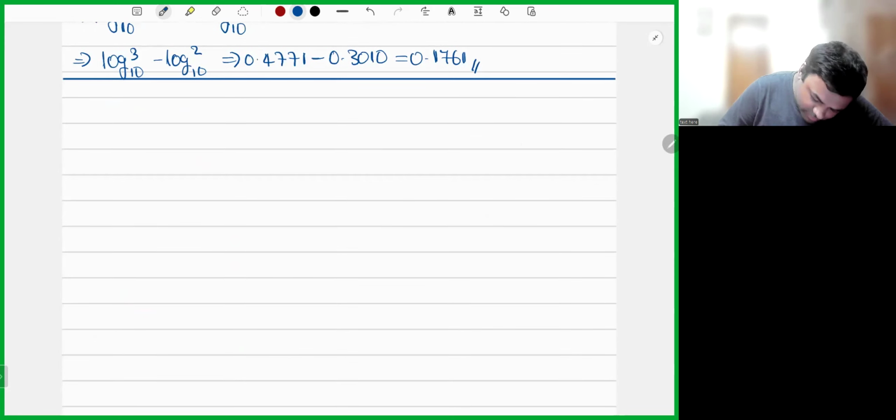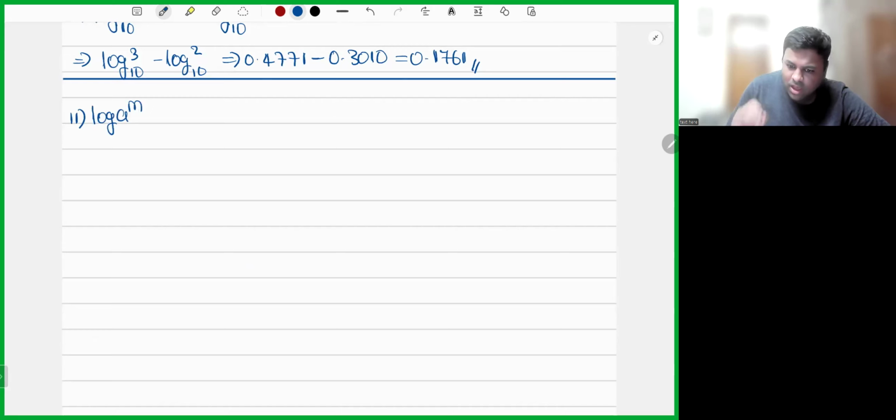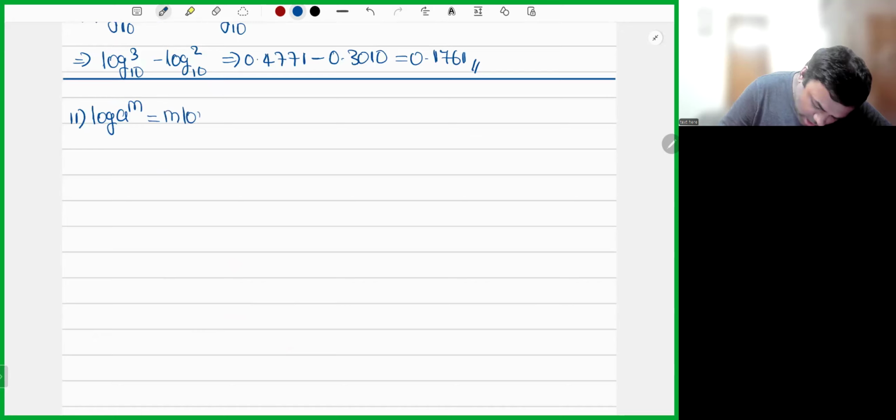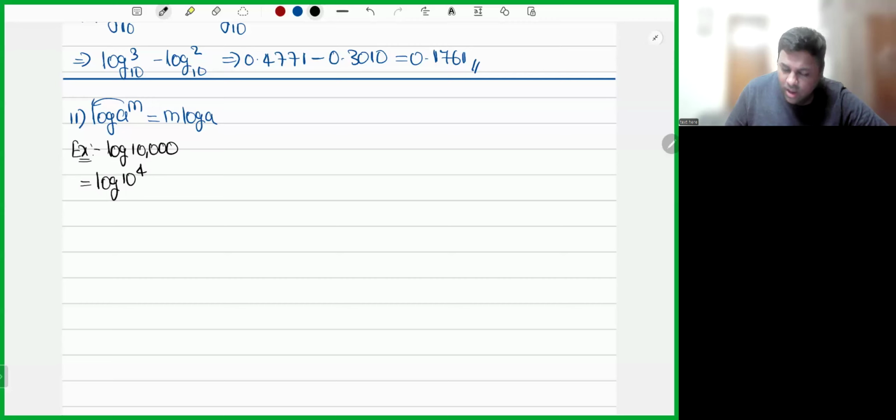Now, point number 11. Log a to the power m is given. If log a to the power m is given, my dear friends, we can write it as m log a. M goes here and we can write it as m log a. Like say for example, I am asking what is the value of log 10,000. How can you write it? Can I write it as log 10 power 4? Yes, sir. 10 power 4, I'll write it as 4 log 10.